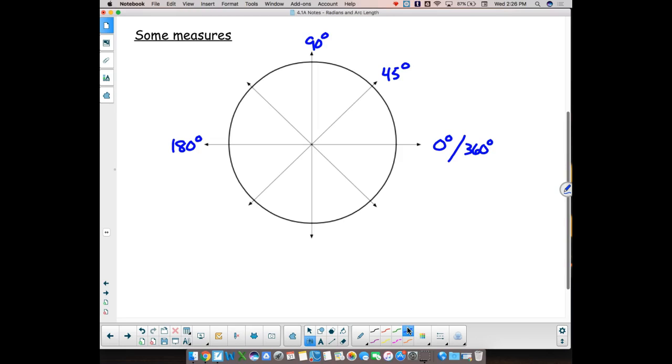I got no more halves. I can only go 3 halves. So then what's this one? What you got? 135. What's this one? What you got? 225. Straight down. 270. This one.